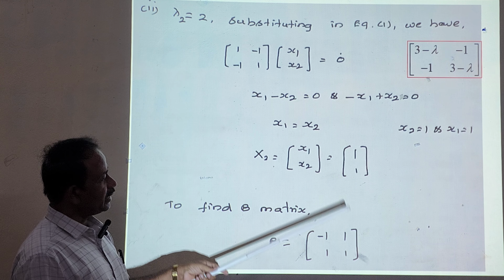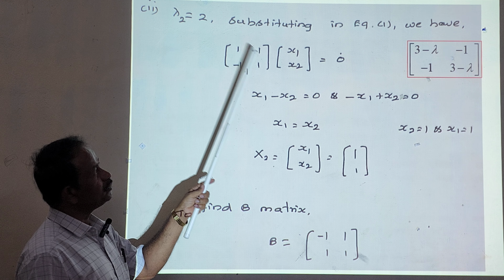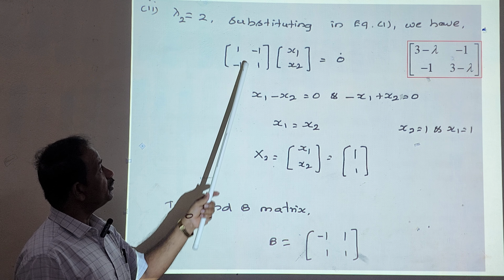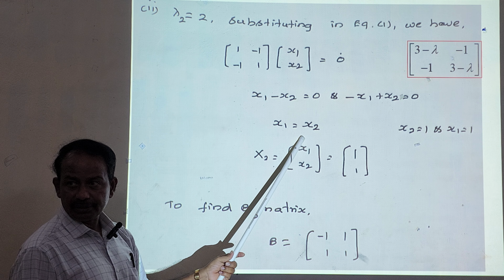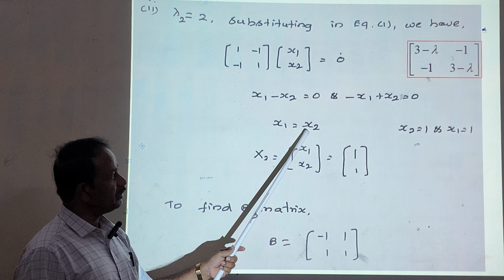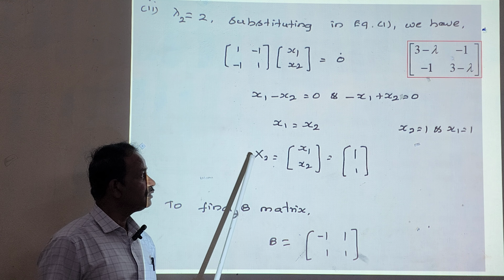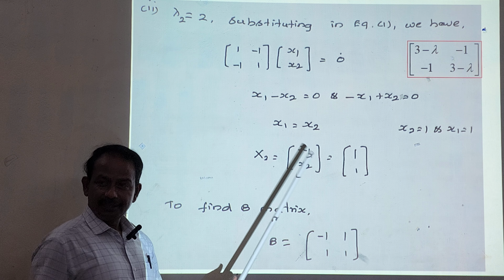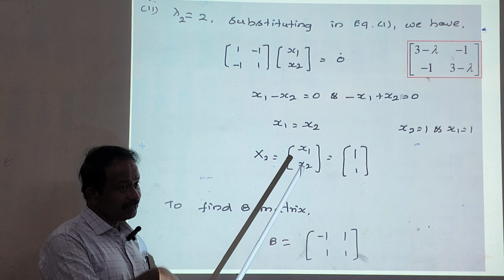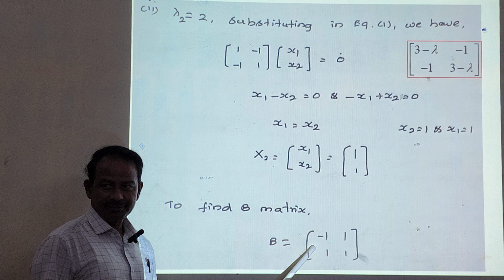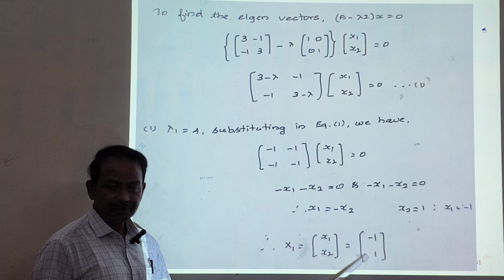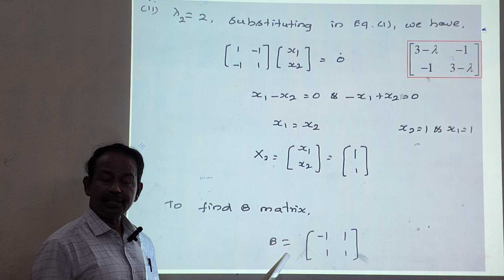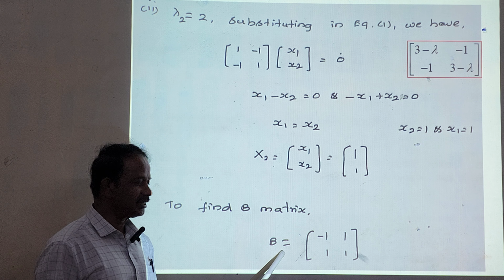Similarly, you can get the eigenvector for the second eigenvalue using (A minus lambda I) x equal to 0. So we have x1 minus x2, x1 equal to x2. If x2 equal to 1, x1 will also be 1. So X2 will be 1, 1. To find out the modal matrix, you just put this eigenvector and that eigenvector which you have found out in a matrix form. See here, minus 1, 1, 1, 1. So this is your modal matrix.